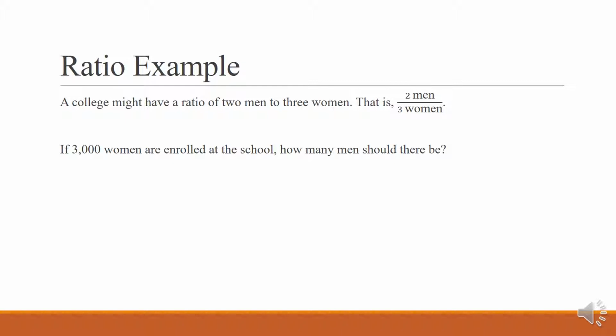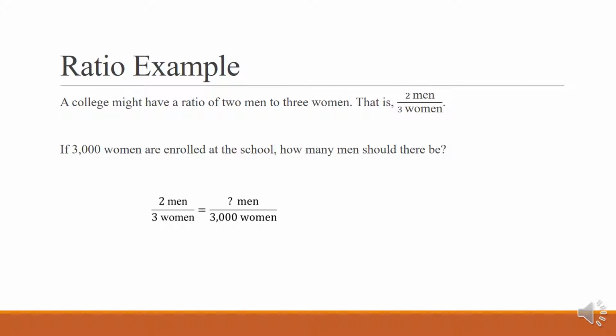Let's look at an example involving ratios. A college may have a ratio of 2 men to 3 women. So one way to express that is 2 men divided by 3 women. Now here's our question. It says, if 3,000 women are enrolled at the school, how many men should there be? So here's how I set up this problem. I said, okay, well, I know that there's 2 men for every 3 women. So that's the same thing as question mark men, we don't know how many, divided by 3,000 women.